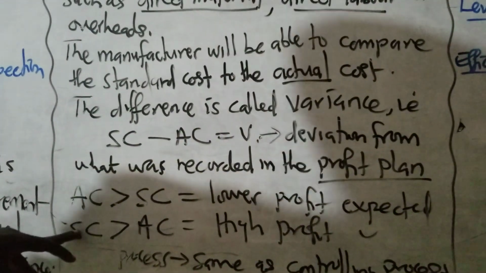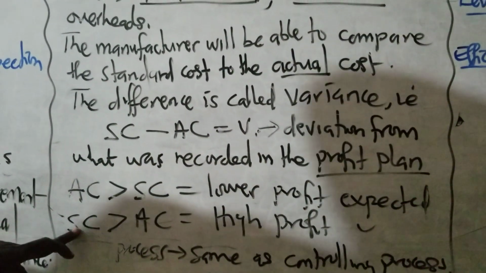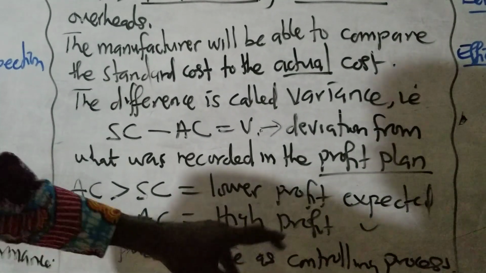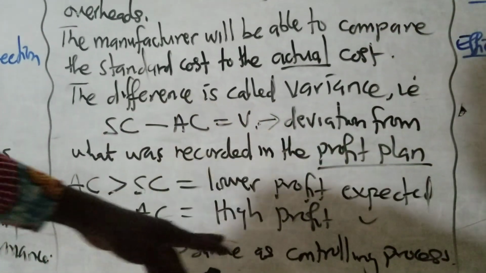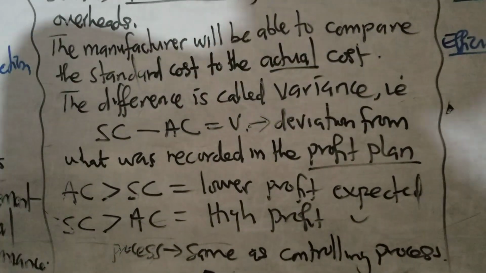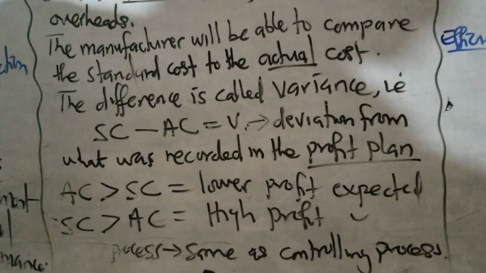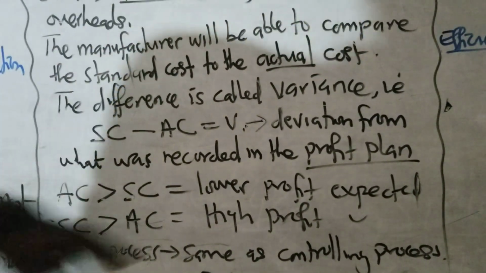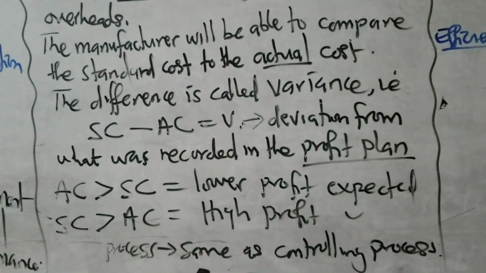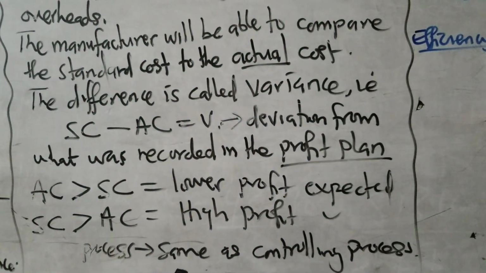Then the reverse is true. If the standard cost is greater than your actual cost, then you certainly have a high profit. You said this was what I was going to spend, but you spent less than expected, then profit will be high. So that is for that one.